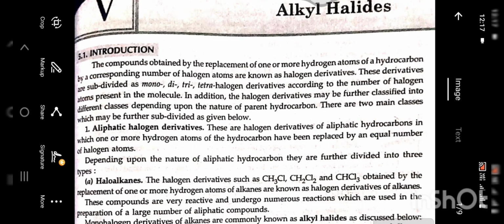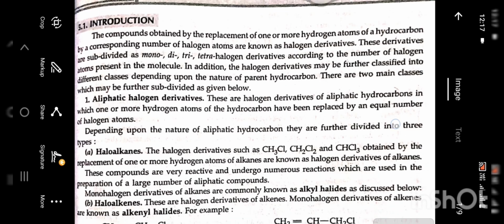These derivatives are subdivided as mono, di, tri, tetrahalogen derivatives according to the number of halogen atoms present in the molecule. In addition, the halogen derivatives may be further classified into different classes depending upon the nature of the parent hydrocarbon. There are two main classes which may be further divided as given below. First one is the aliphatic halogen derivatives and the second one are the halogen derivatives of aromatic hydrocarbons.